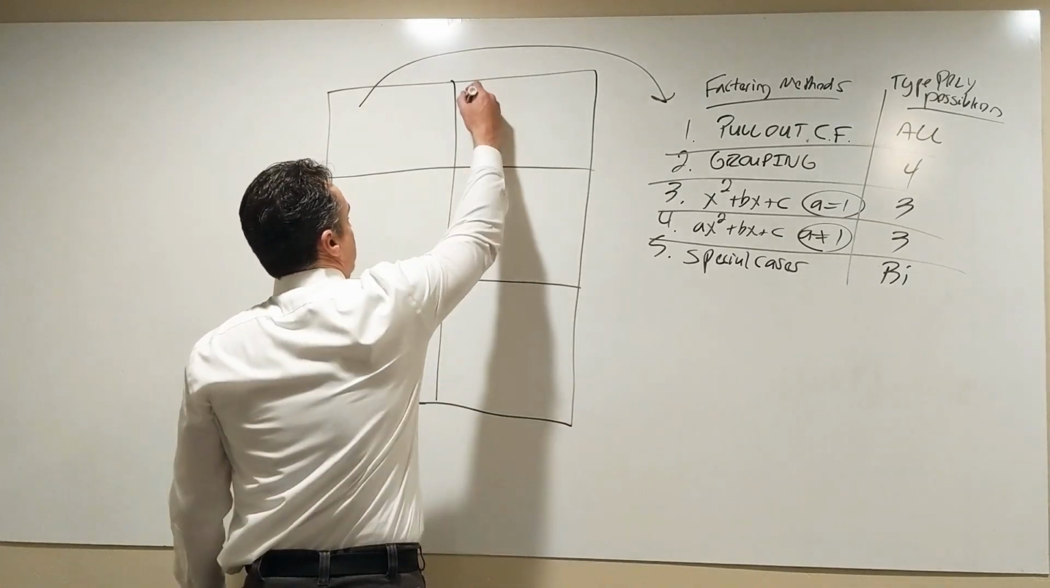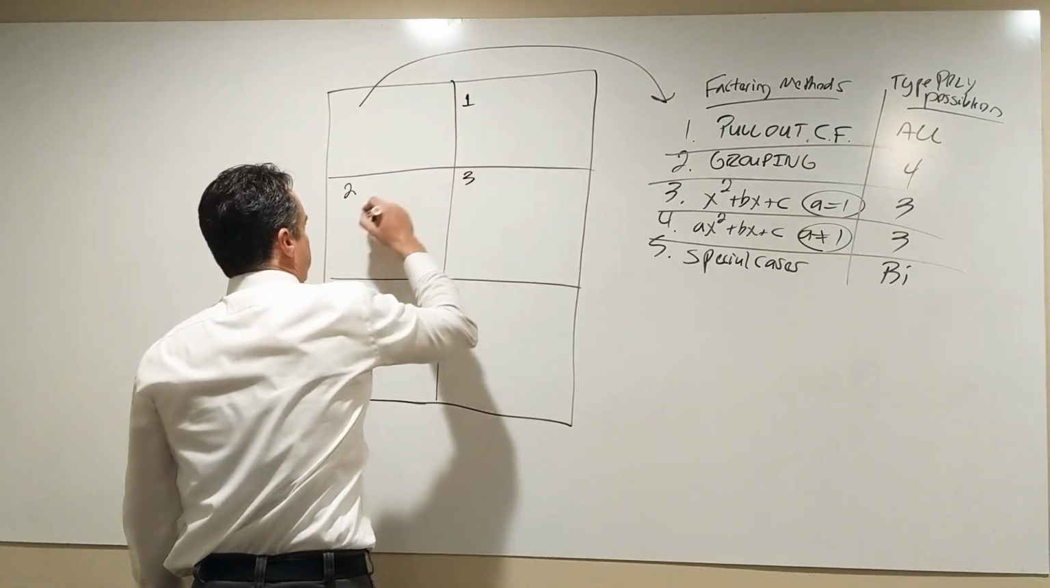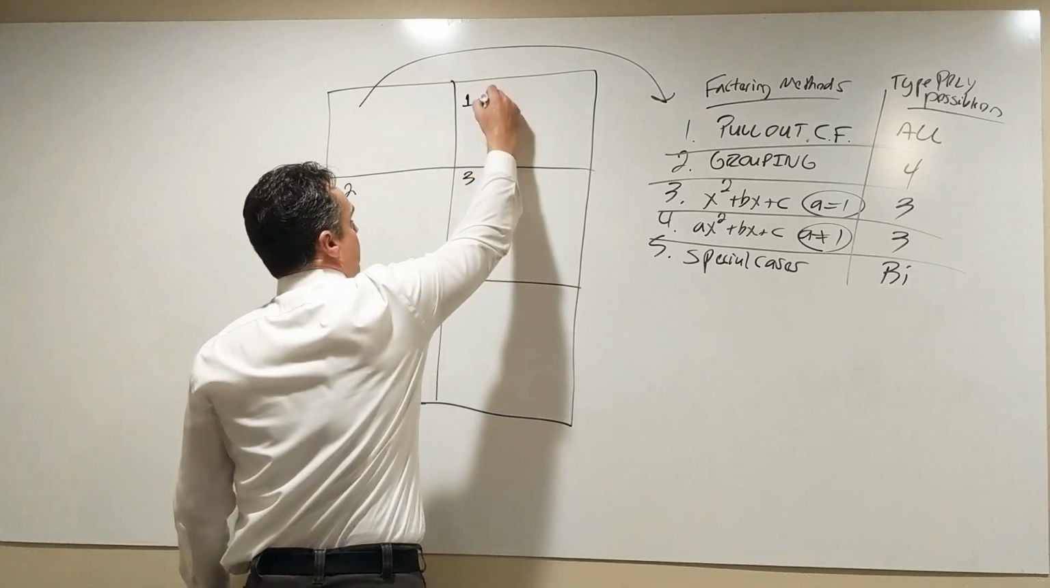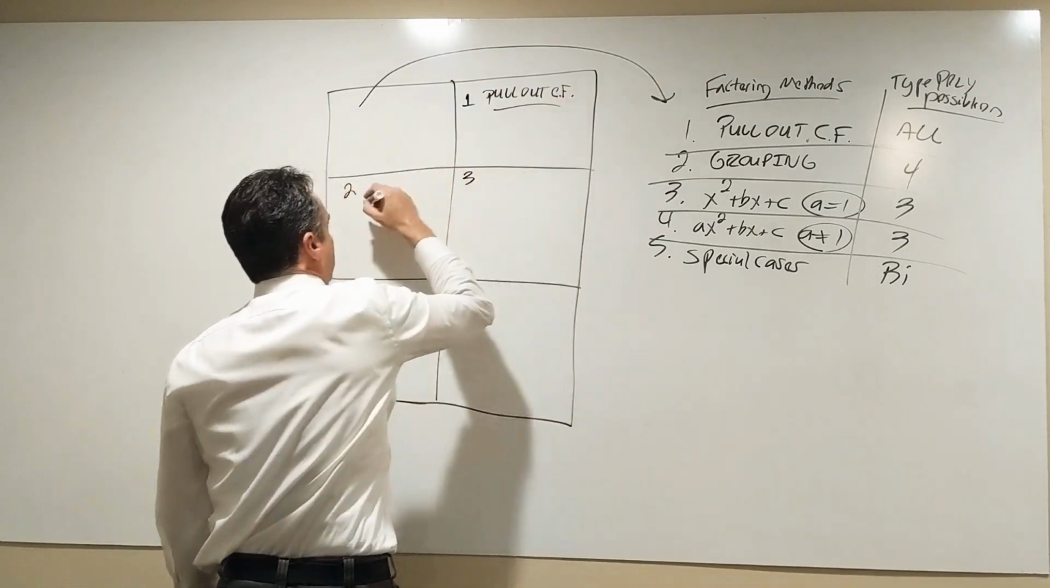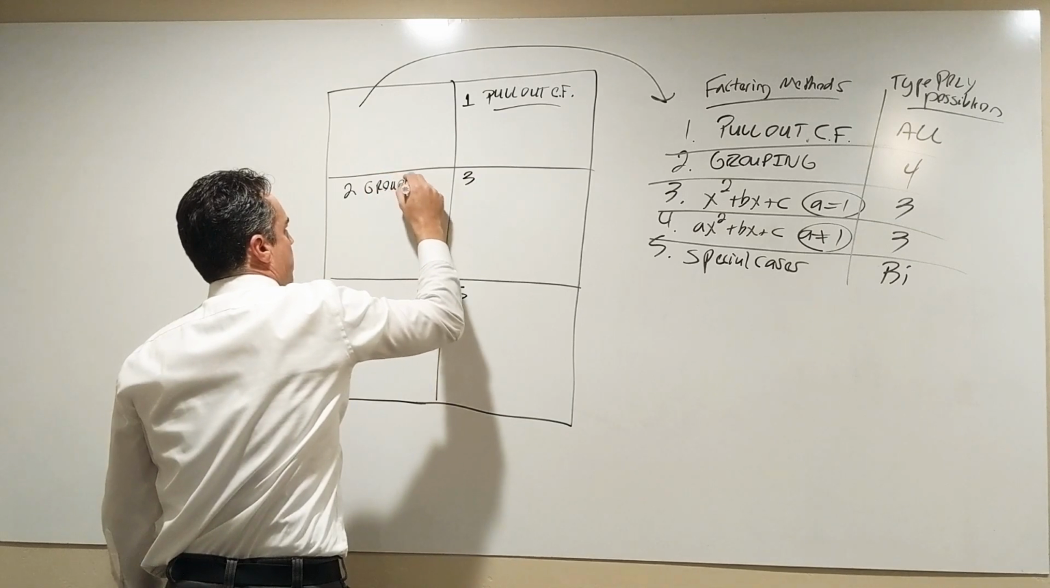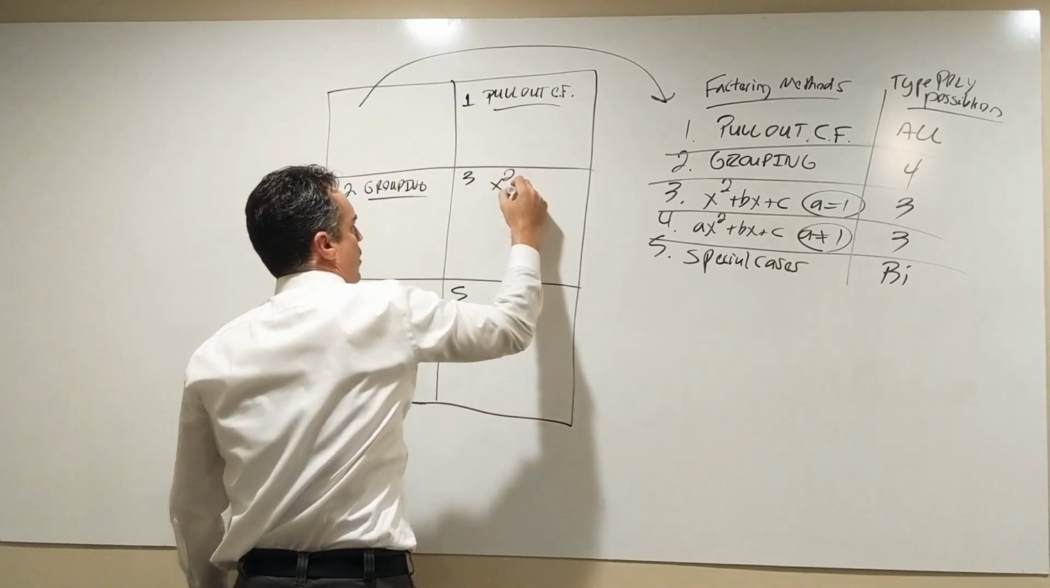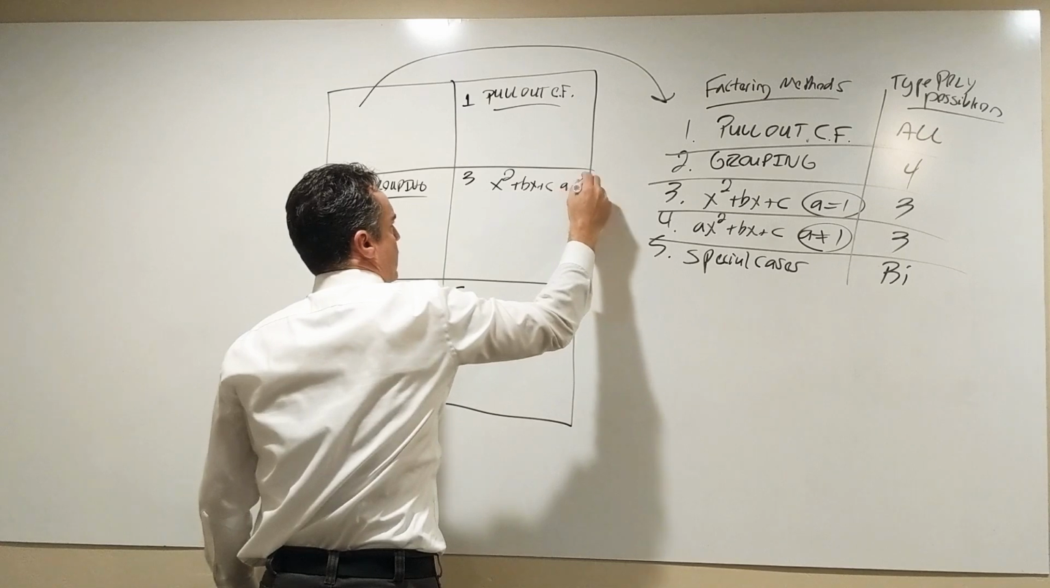Okay, this is method 1, this is method 2, this is method 3, this is method 4, this is method 5. So this is to pull out the common factor method. And I'm not going to write all of these. This is the factoring by grouping method. This is the x squared plus bx plus c where a equals 1 method.